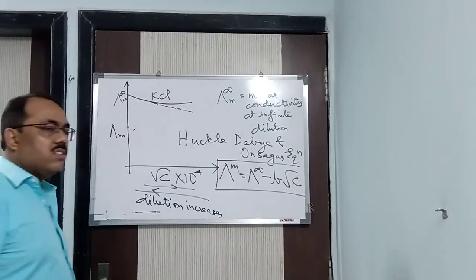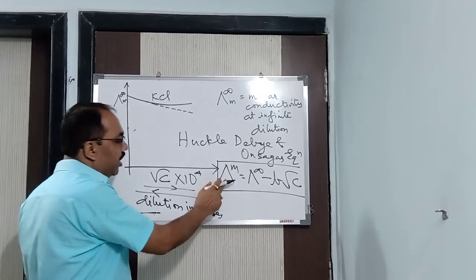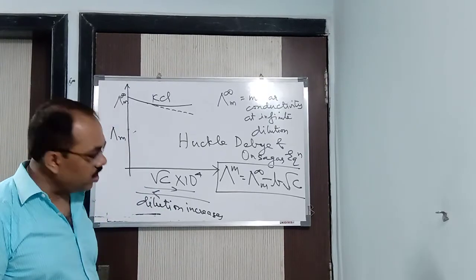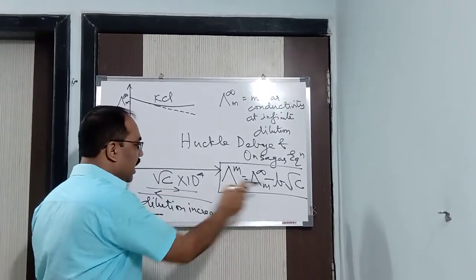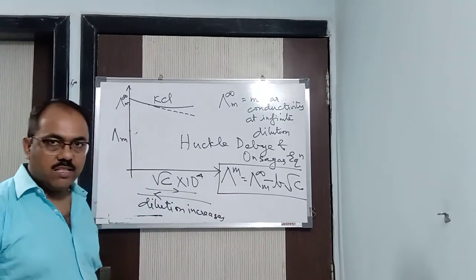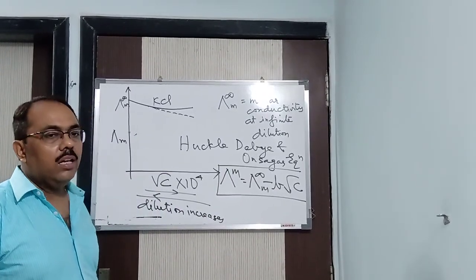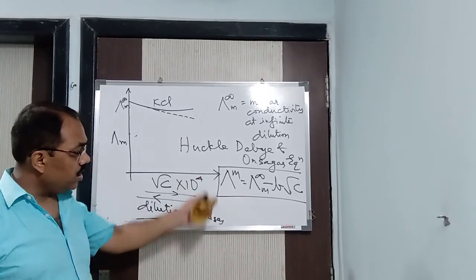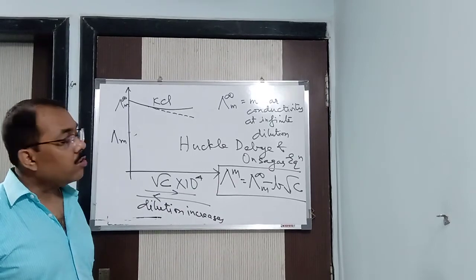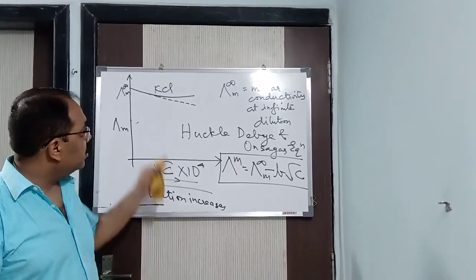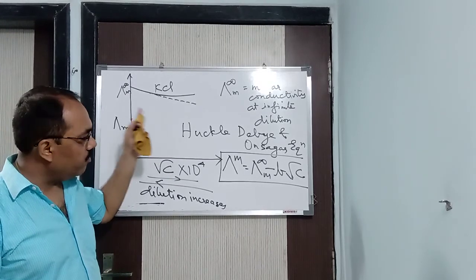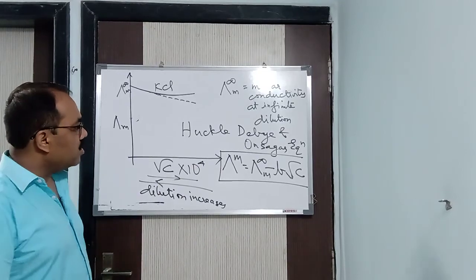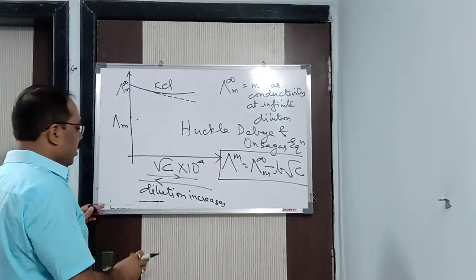This is the relationship. Λm is the molar conductivity, Λ∞m is the molar conductivity at infinite dilution, C is the concentration, √C is the square root of C, and B is a constant. The experiment and derivation are not in the syllabus, so we just need the equation. This equation was given for which kind of electrolyte? Strong electrolyte, as you can see. That is Λm = Λ∞m − B√C. Got it? Clear? So this is the Hückel-Debye-Onsager equation. Thank you very much.